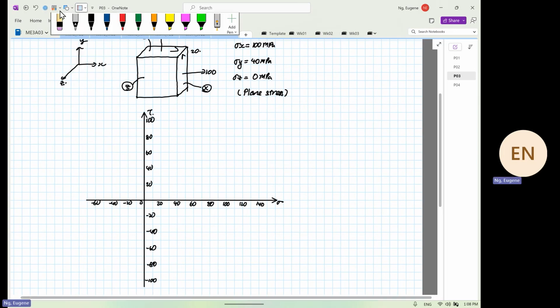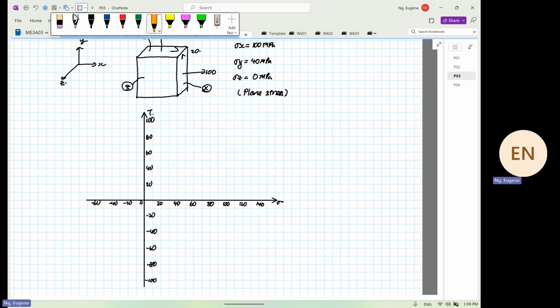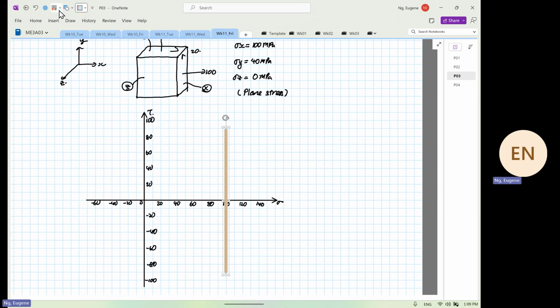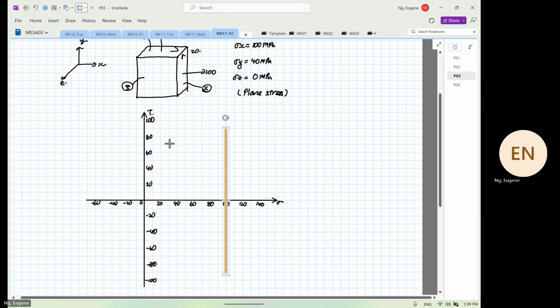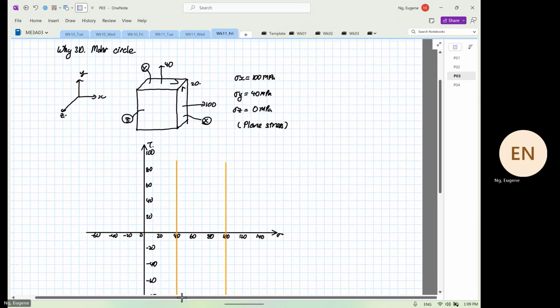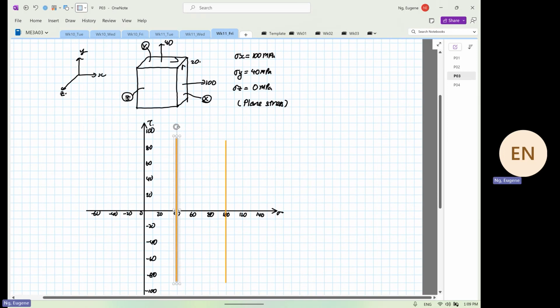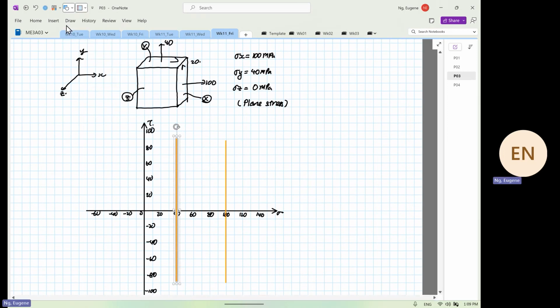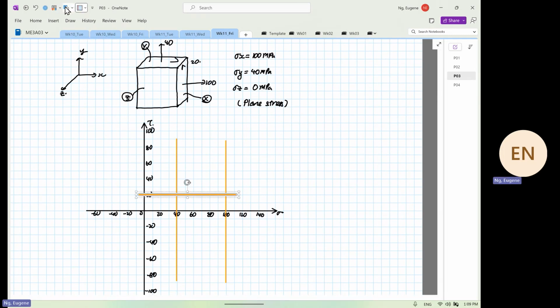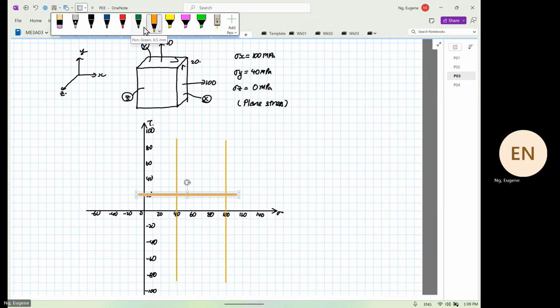So again, I'll not narrate about this. I'm just going to sketch this out, and I want you all to see something. So this is our 100. This is our 40. And then we have our 20. I'll be quick, okay? And this is also our 20.